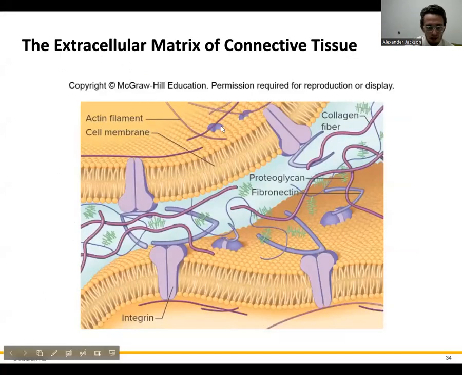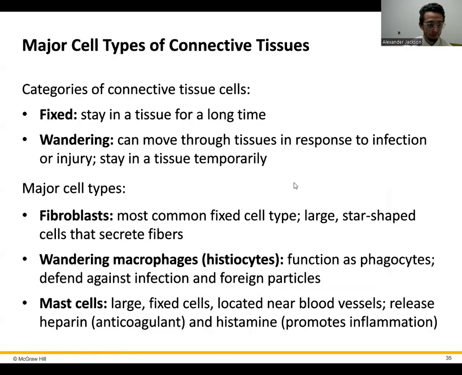This is what it would look like. So if you have the cells in here, you've got all the cell membranes, you've got some stuff inside the cells, and then this is kind of the fluid outside of it. So the gels, and then you've got all these fibers. So the cell, the gel here, and then the fibers here.